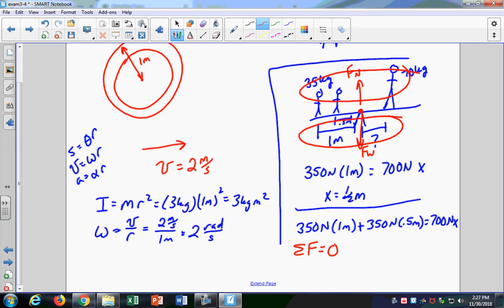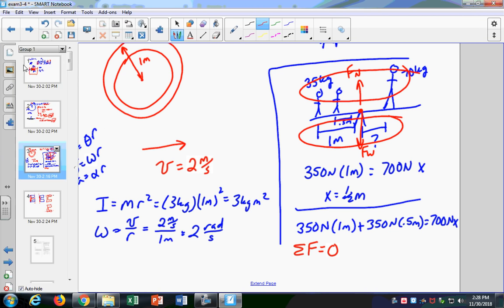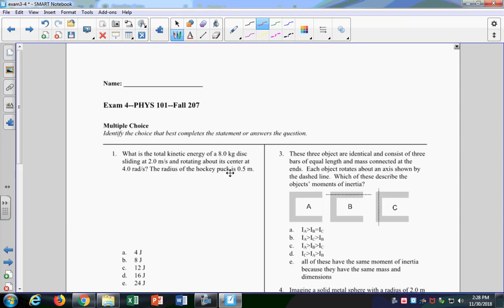Oh, you can show me your work later. We can talk about it. All right. What else do you want to look through, the old test or the OpenStax? Old test? Okay. I printed out a bunch here. All right. I have them.